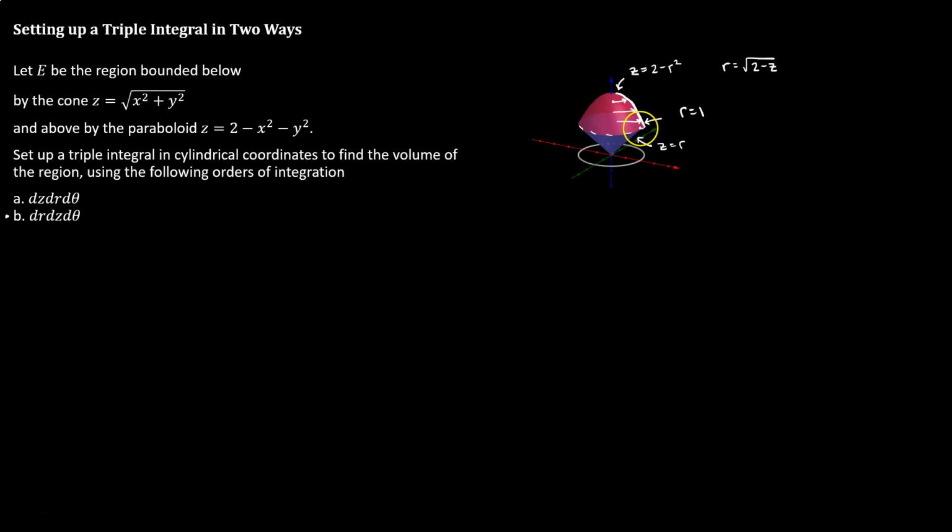But notice that once we pass this intersection point, the radius is no longer carved out by the edge of that paraboloid, it's carved out by the cone. So we have two separate scenarios. One where r gets to go from 0 to the square root of 2 minus z. That's the top half of our solid. But then for the bottom one, r is going to go from 0 to z. And this is what makes integrating with respect to r first in this problem more difficult. Right out of the gate, we're going to have to set up two separate integrals.